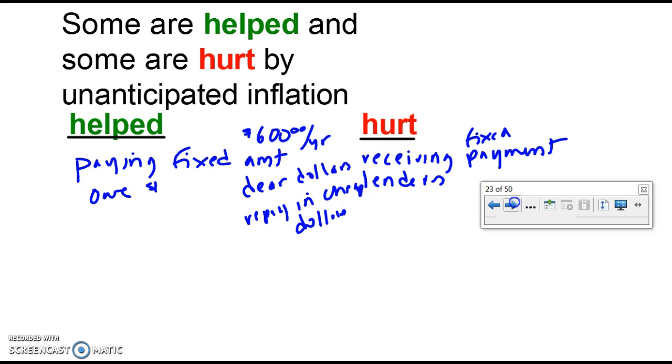Also, if I owe money, if I borrow money, buy something on a credit card, and then we have inflation, again, I borrow dear dollars and I get to repay cheap dollars. So inflation is really helpful to people in that situation.